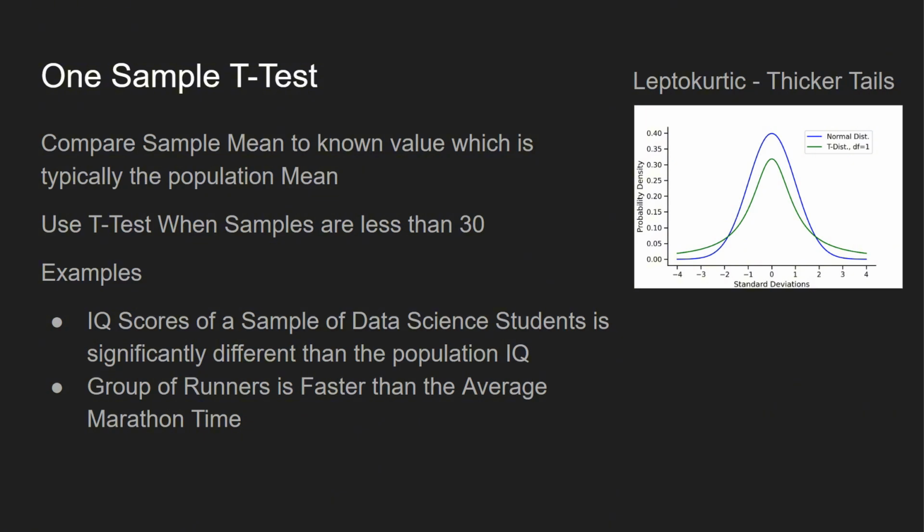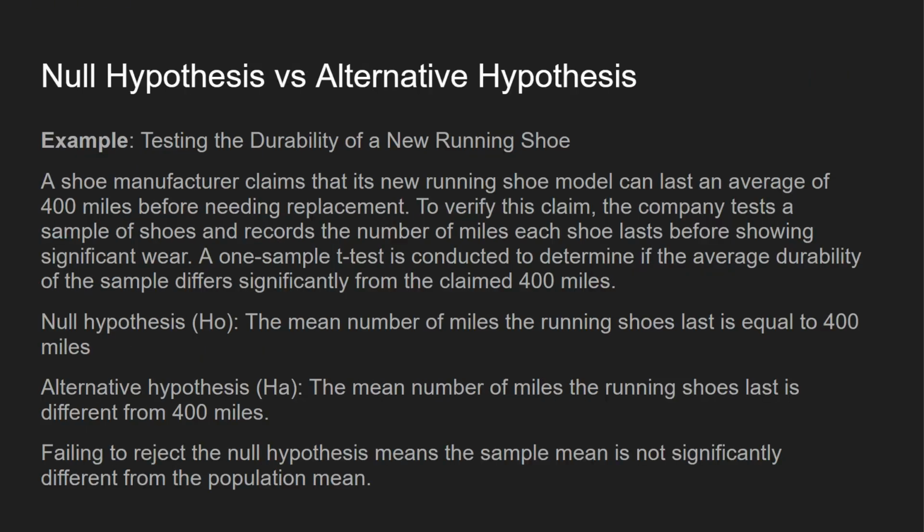So let's say you have a running club that has 10 to 20 people in there, and you want to see if that running club is going to be faster or not. I don't know what the average marathon time is out there. I assume it's like 4 hours and 30 minutes or something like that. The group of runners is probably going to be faster than the average marathon time. And on the same side of things, the data science students are most likely going to have a higher IQ than the general population. But these would be some good examples where we could test the one sample t-test, right?